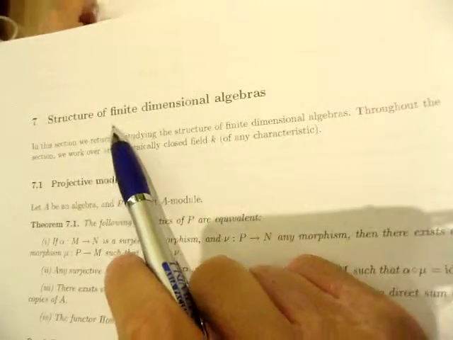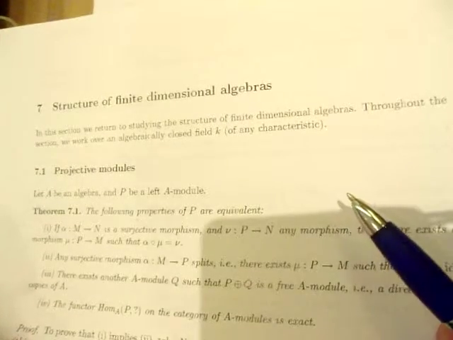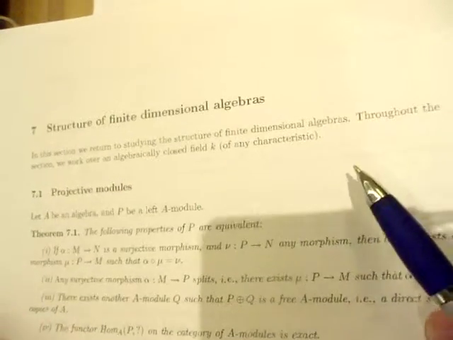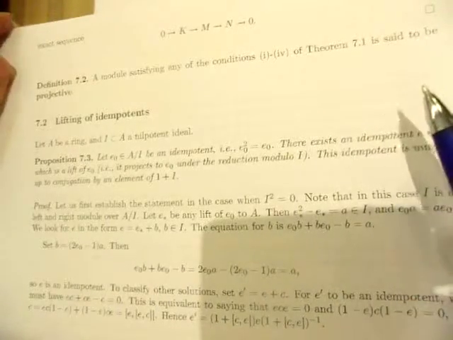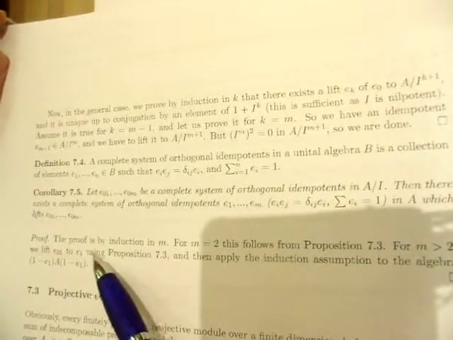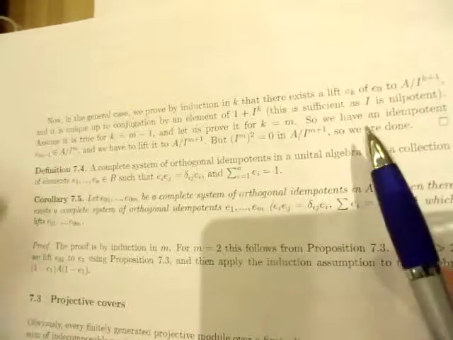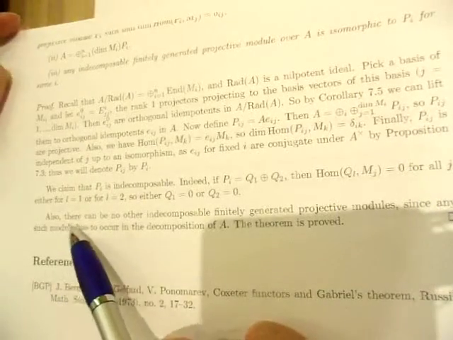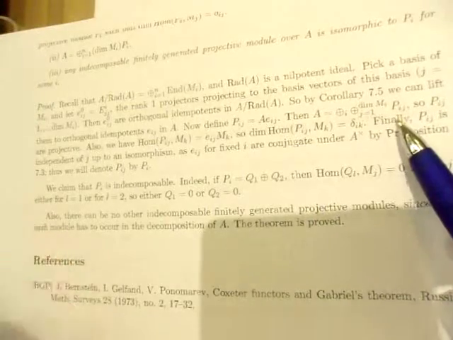Structure of finite dimensional algebras. Let's at first establish a statement in the case when the field is algebraically closed. This proof follows from the rest of the proposition for the same algebra. Also, there can be no other indecomposable module to generate a possible module.